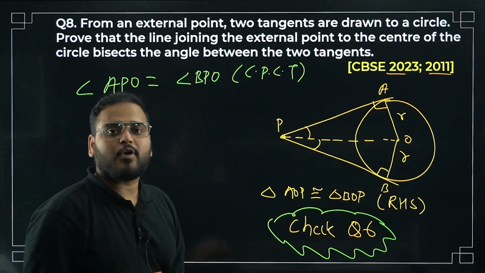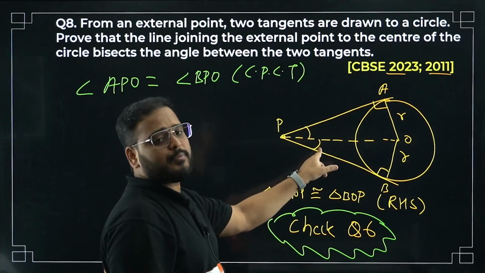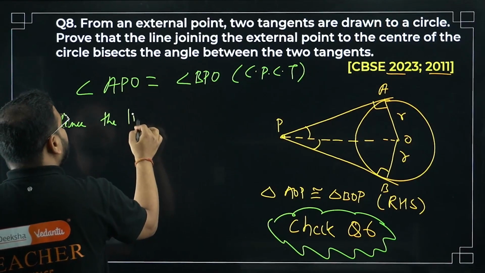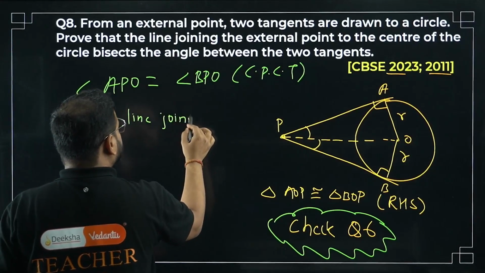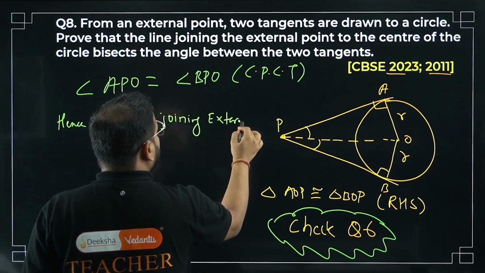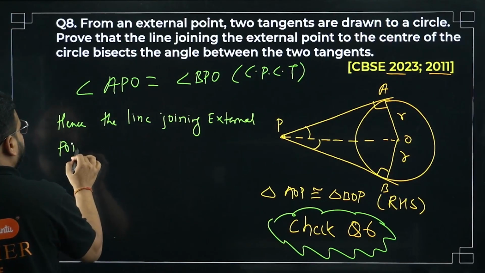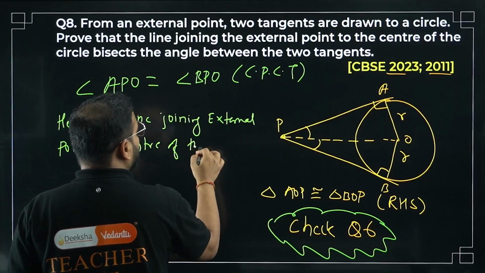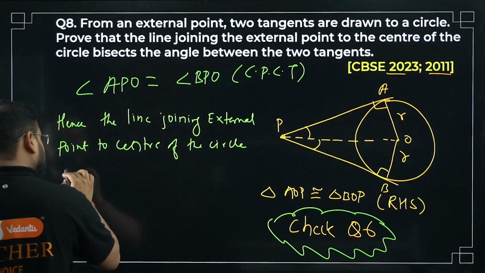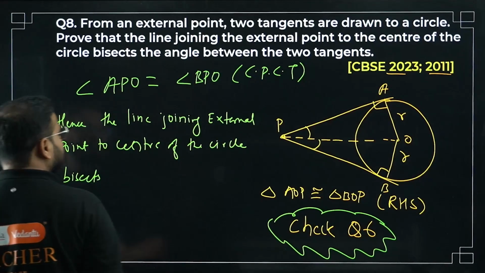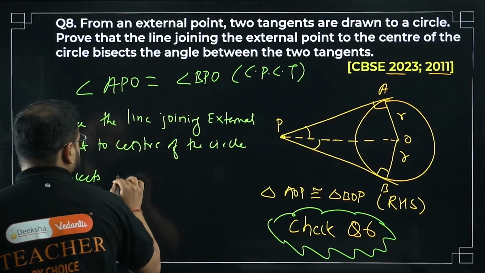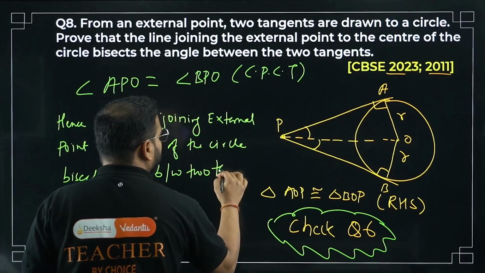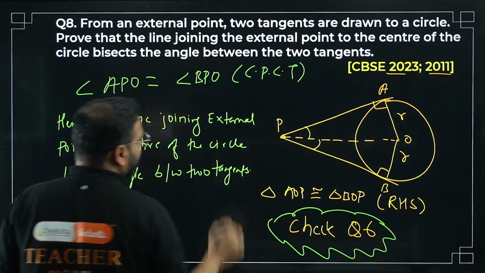CPCT, corresponding parts of congruent triangles, right? They're overlapping, right? It means this angle and this angle have to be equal. Hence, the line joining the external point to the center of the circle bisects the angle between two tangents. All of you agree?